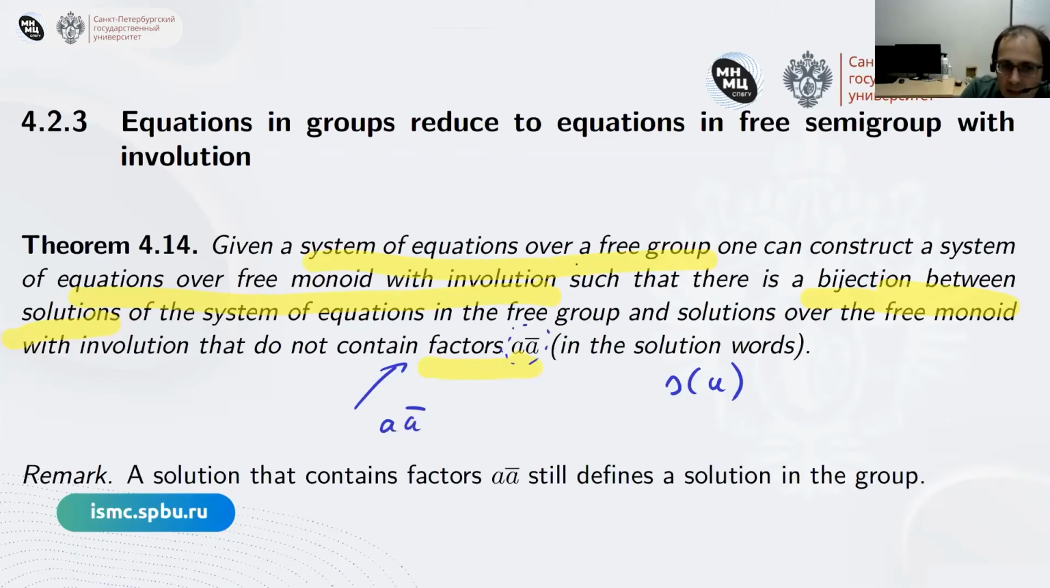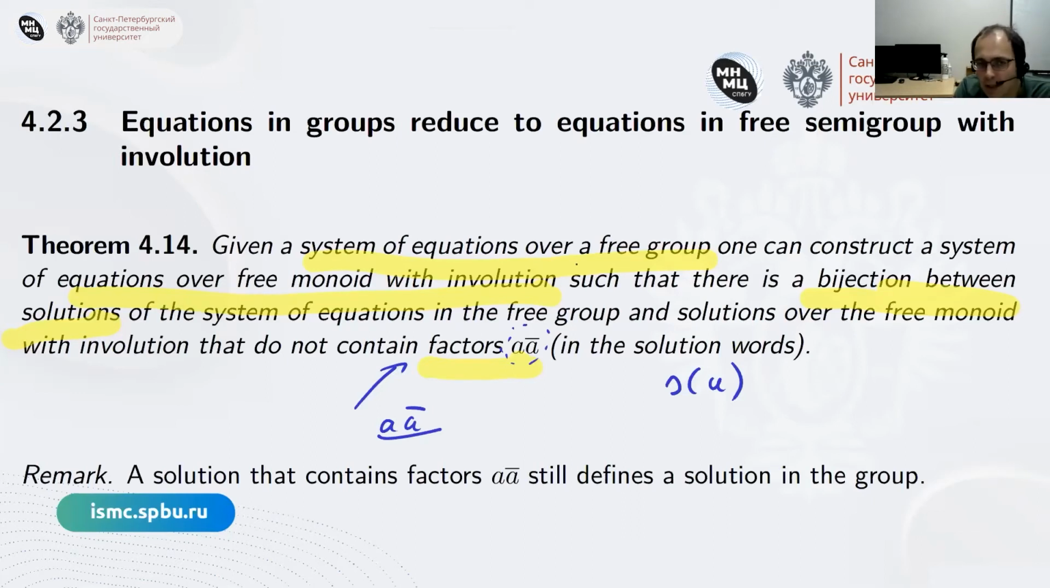So it has such a factor, but then this solution is also a solution over the free groups, because if we cancel out all such factors after the substitution, then we still get a valid solution. Okay, the cancellation is the same on both sides. So this is a restriction only in one direction.